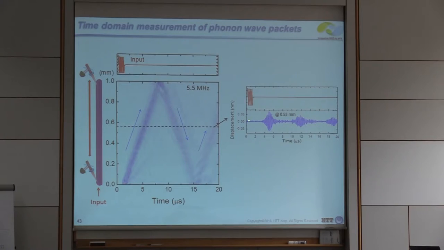So we excite this wave packet at time t equals zero, and you see the vibration here. From that, you can calculate the group velocity of this phonon propagation. So the group velocity is 125 meters per second, and the propagation loss is 3 dB per millimeter at present.